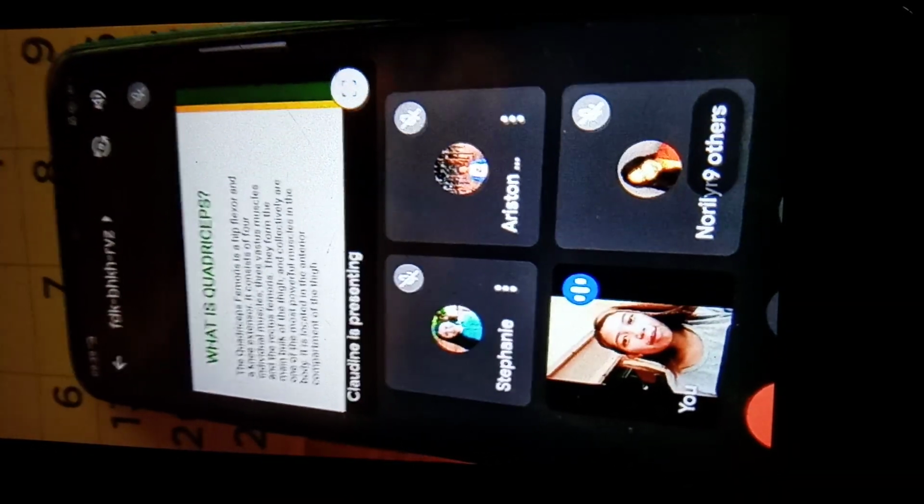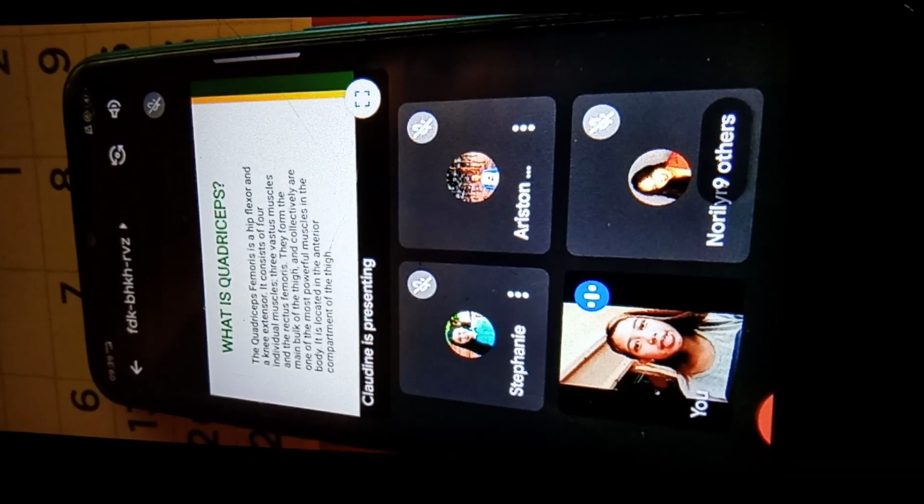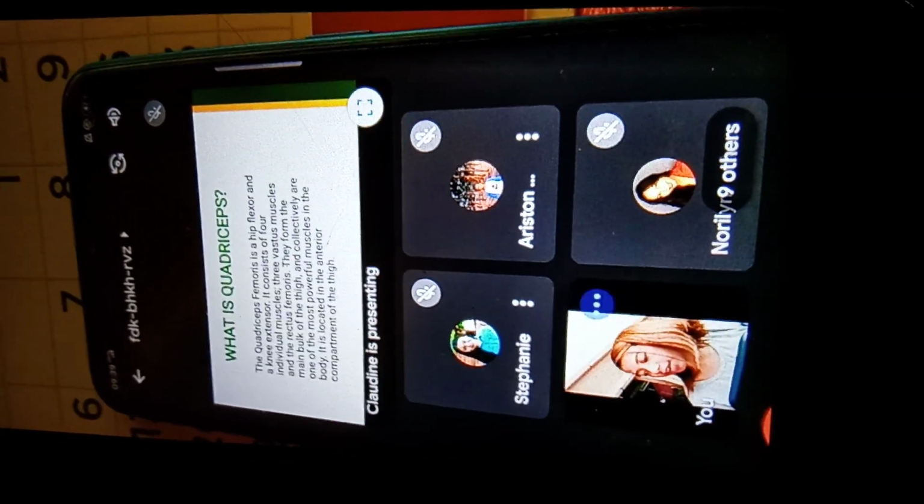So next topic, we will talk about what is quadriceps, calf, and feet.